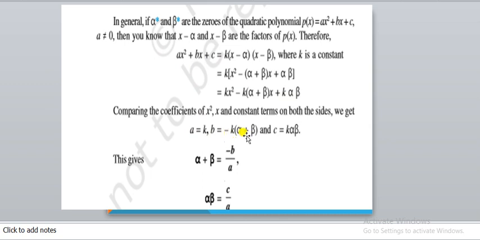Now alpha plus beta is equal to minus b upon k. Now k is equal to a, so we get minus b upon a. Comparing, c equals k alpha beta, so alpha into beta is c upon k, and k is equal to a, so we get c upon a. So this is how we got the relationship that we read earlier.